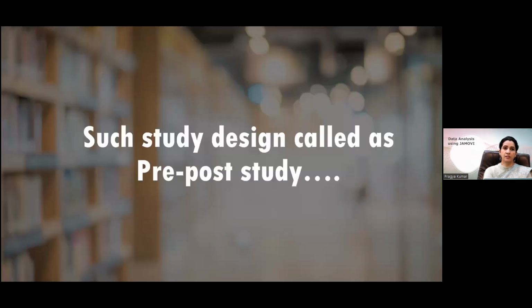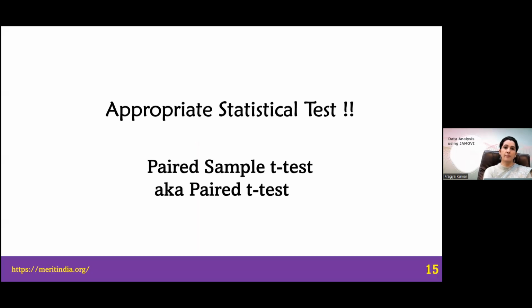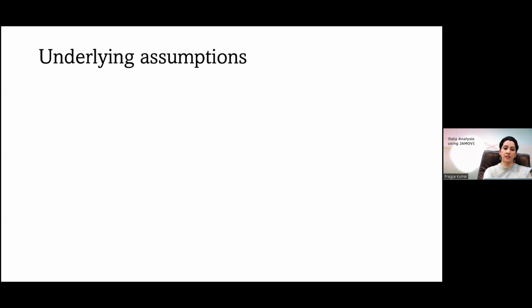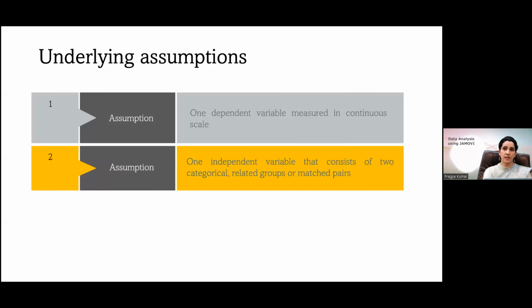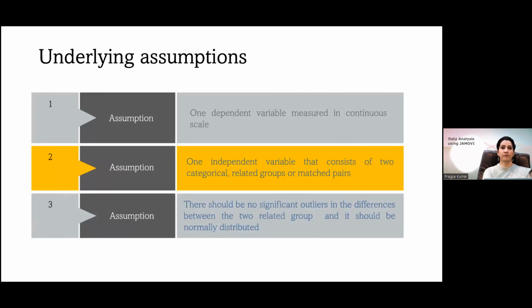So such study designs are also known as the pre-post study. An appropriate statistical test will be the paired sample t-test or a paired t-test. There are some underlying assumptions. The first assumption is, again, like in the case of an independent sample t-test, there's one dependent variable which is measured on a continuous scale. And the independent variable consists of two categorical related groups or matched pairs.